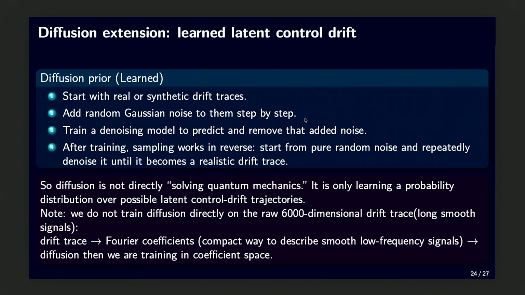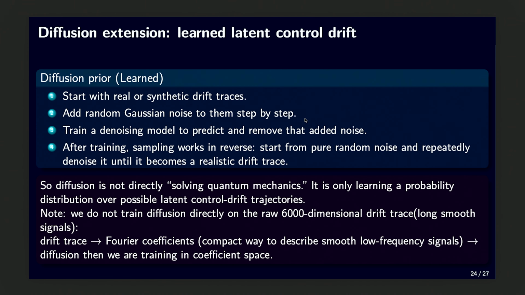This one, I'm really proud of myself. Actually, a drift trace is a long, smooth signal. When you think about that, it's exactly like Fourier coefficients, right? They are really compact, and they are a perfect way of describing smooth low-frequency signals. So I compressed the drift traces into Fourier coefficients, and then I did the diffusion on them. It was really easy.